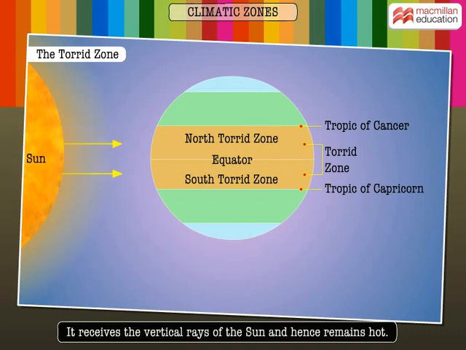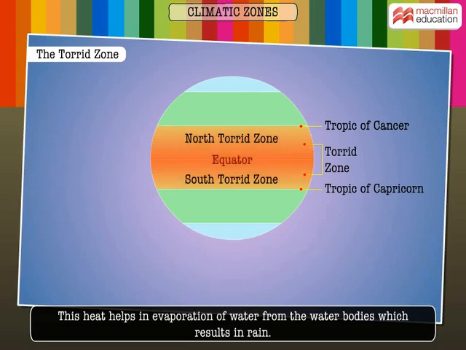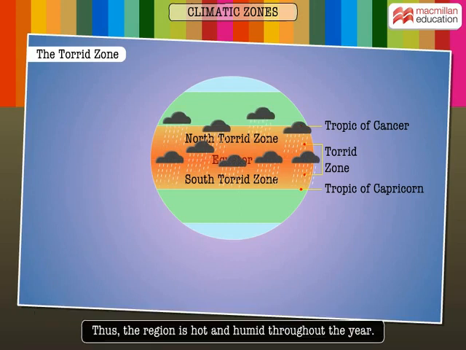It receives the vertical rays of the sun and hence remains hot. This heat helps in evaporation of water from the water bodies, which results in rain. Thus, the region is hot and humid throughout the year.